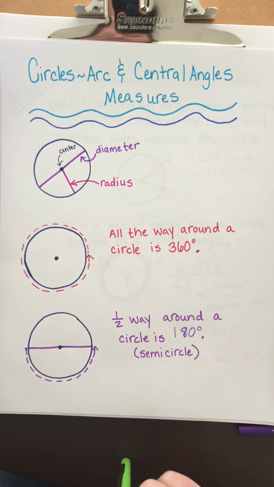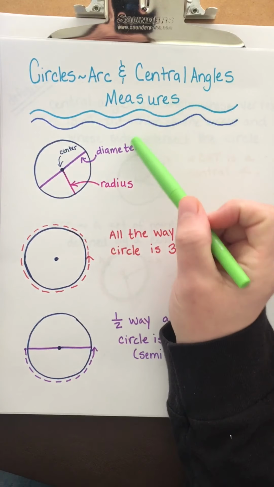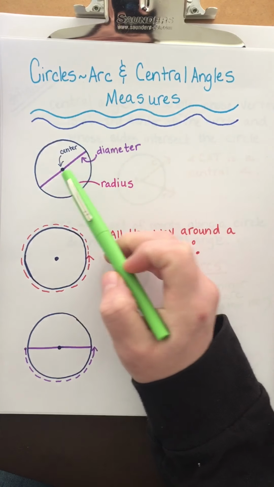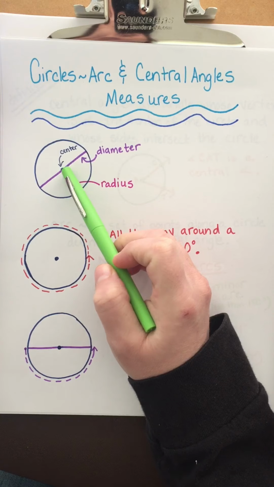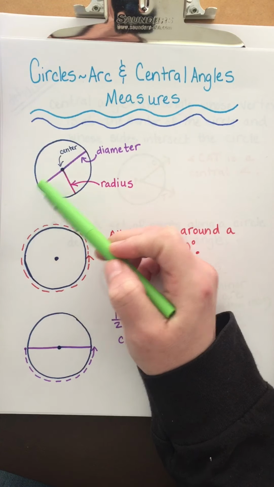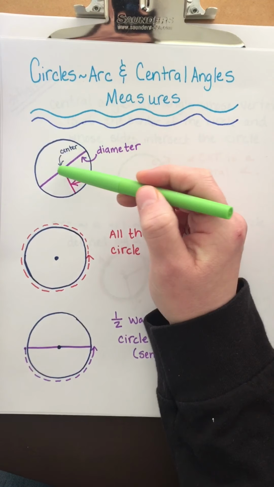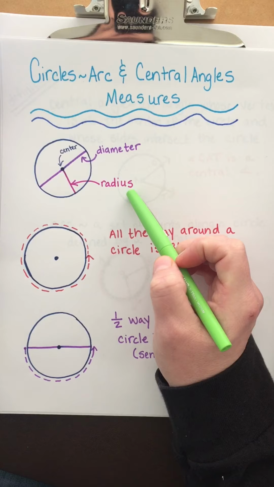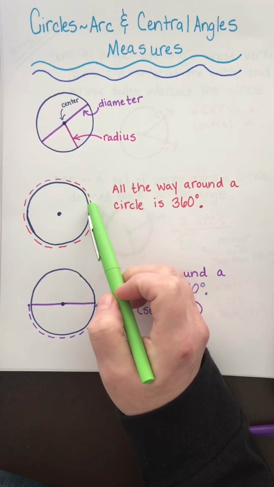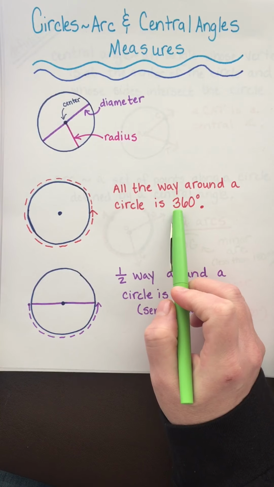Hey you guys, today we're going to talk about circles, and specifically we're going to talk about arc and central angle measures. So we got a circle. The point in the middle of the circle is called the center. A segment that goes from one side to the other through the center is called the diameter, and half the diameter, or from the center to the circle, is called the radius. Now, if you go all the way around the circle, that is 360 degrees.